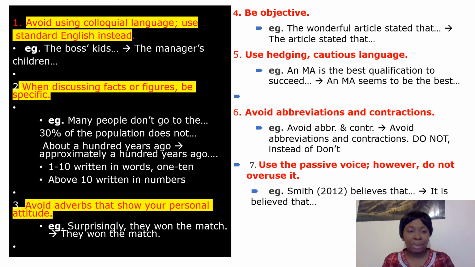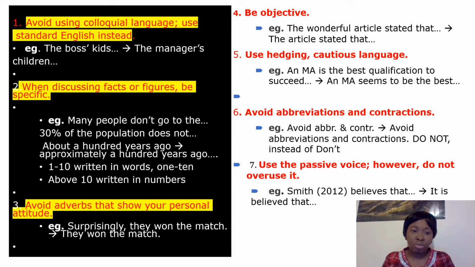So just to expand this a little bit more with some examples, when I talked about avoiding slang and colloquial language, or using standard English and official language, normally if you're talking to somebody, you could say the boss's kids, but when you're writing it down, it's better to say the manager's children. Okay, if you're discussing facts and figures, say for example, many people don't go there. You could instead say 30% of the population, blah, blah, blah. So it's good to use more concrete terms to put across your message or your idea.